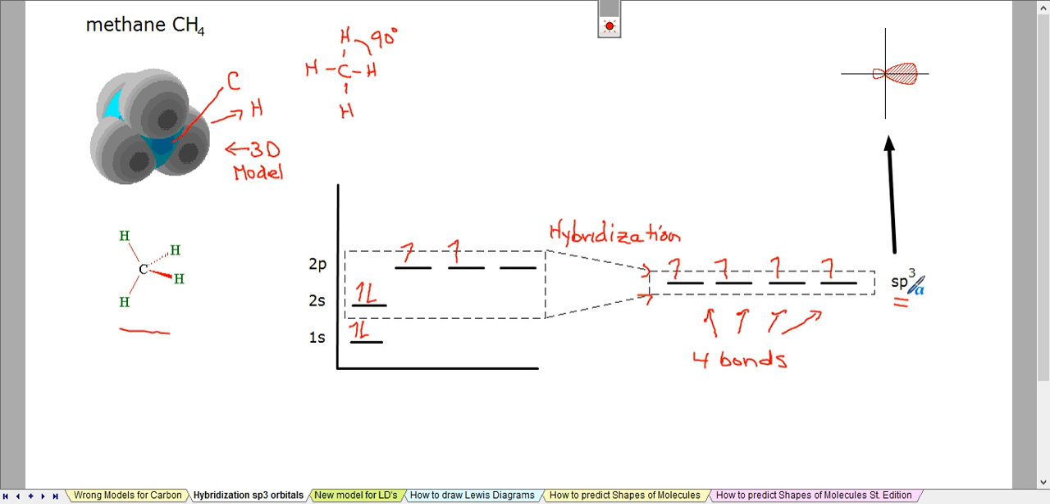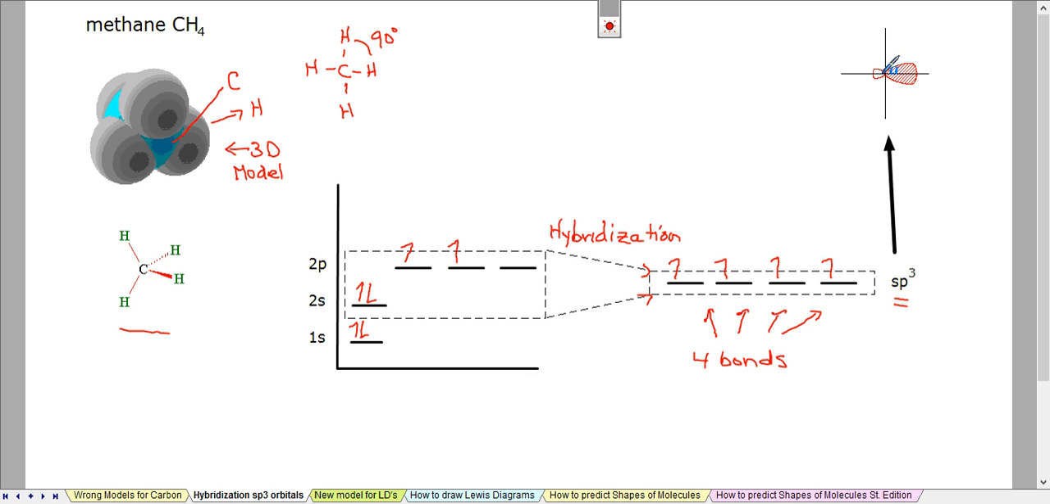And this sp3 orbital looks like this. It's a funky little dumbbell that's fat on one side and short on the other. And what happens is we get 4 of them. So this is what we would call an sp3 orbital, and we would have 4 of them.